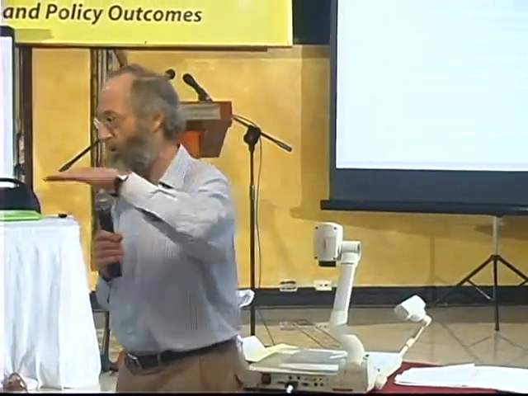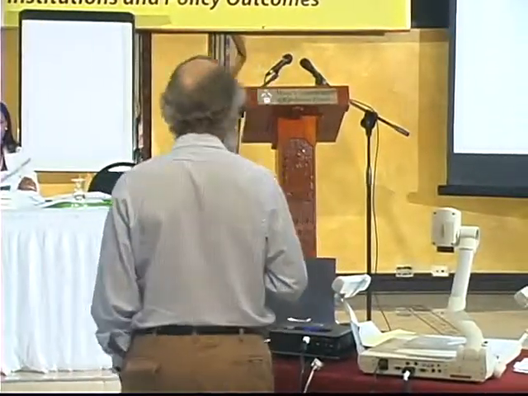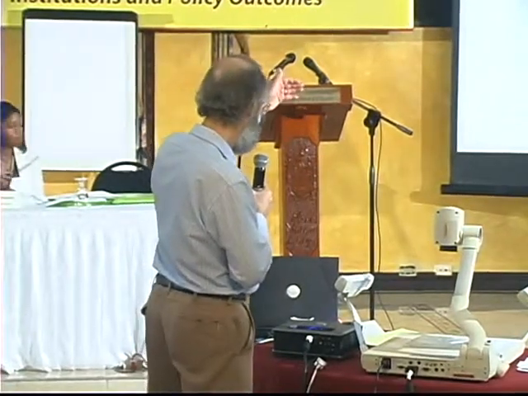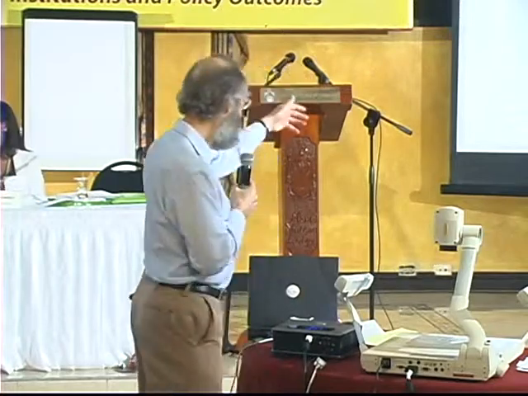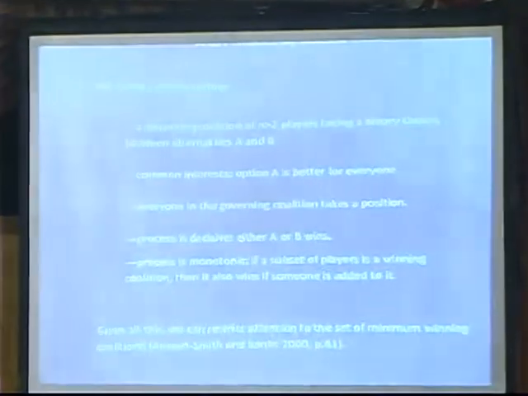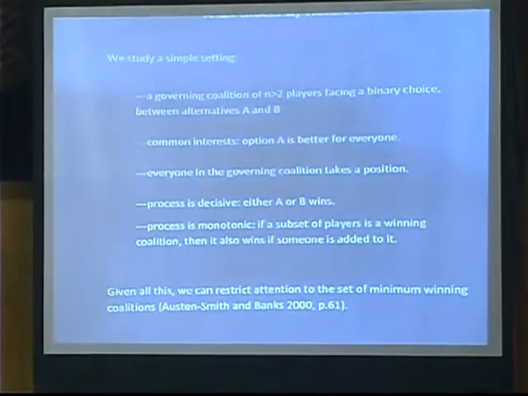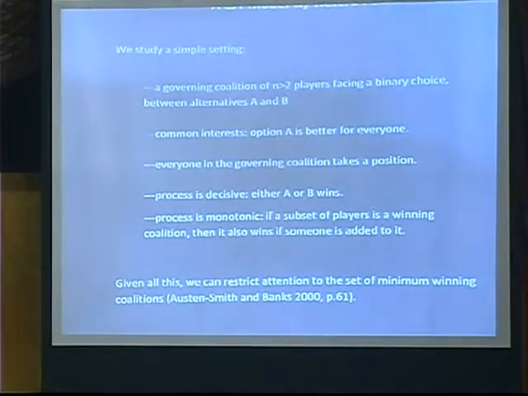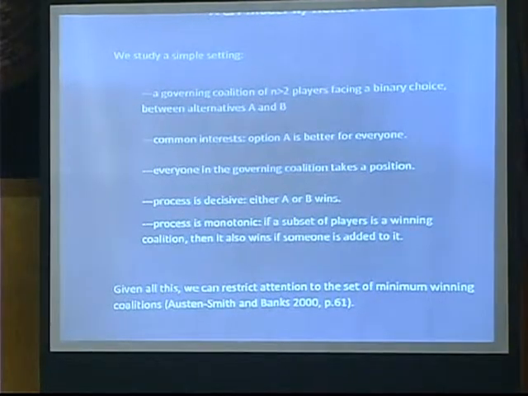So say you have 5 people and you have simple majority rule, a flat system, nobody has more power than anybody else. The set of minimum winning coalitions are simply the 3-person coalitions, ABC, ABD, ABE, BCD, and so on and so forth. And one of the reasons that this is enough, just capturing the set of minimum winning coalitions, is those assumptions that you see up there. The process is decisive, so if one coalition wins, the other side loses. If one loses, the other side wins. Everybody takes a position. And the process is monotonic in the sense that if a subset of players is a winning coalition, you add somebody to it, that new coalition is also winning.